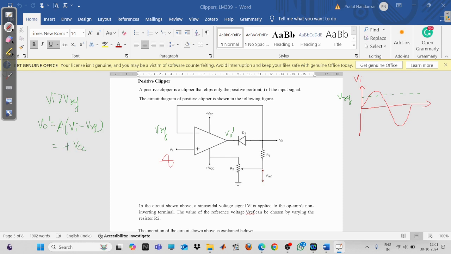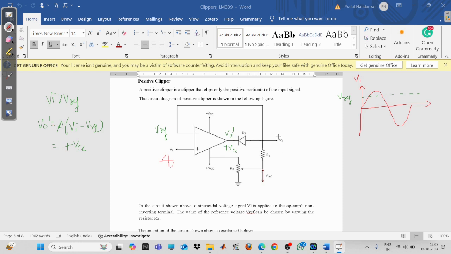So this will be plus VCC. Now V0 will be plus VCC. When this plus VCC is connected here, what is going to happen to this diode? You can see a positive voltage is connected to the cathode of the diode. So in that case, the diode will be open circuited.